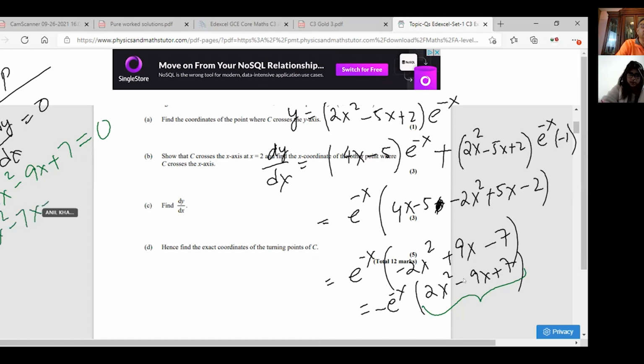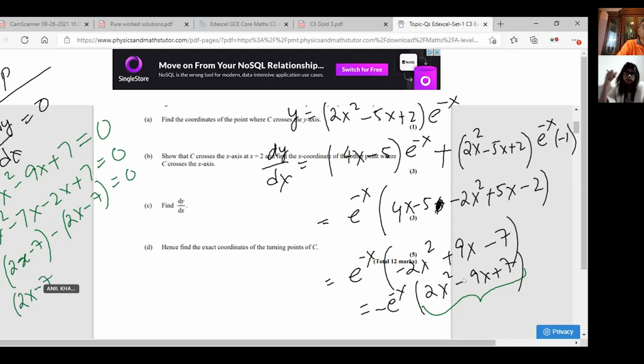So 2x squared minus 7x minus 2x plus 7 equals 0. You can take x common, right? So you get x times 2x minus 7, and minus 1 times 2x minus 7. You can also directly factor and get the answer: 2x minus 7, x minus 1, equals 0. So you got turning points at x equals 7 by 2 and x equals 1.